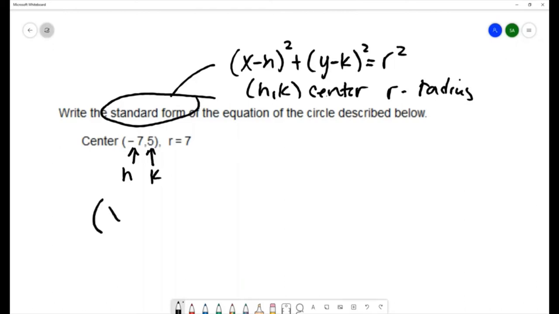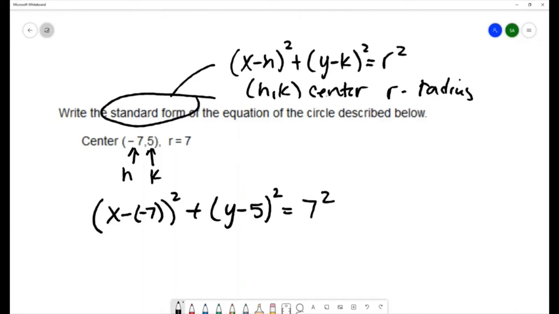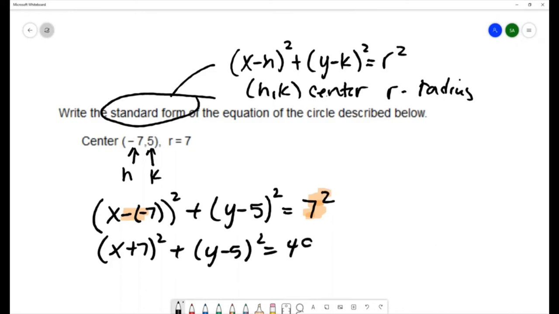Here h is -7, k is 5, and r is 7. I'm going to substitute these values into the standard form of a circle. That gives me (x minus -7) squared plus (y minus 5) squared equals 7 squared. I'll do a little simplifying. I don't want to leave this double negative, and I don't want to leave this squared here. So I'll write this as (x plus 7) squared plus (y minus 5) squared equals 49. This is the equation of a circle with center -7, 5 and a radius of 7.